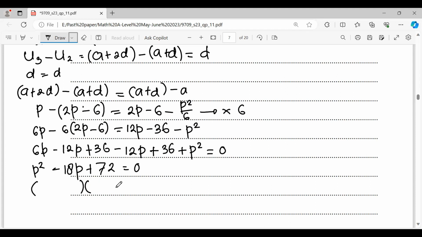Factorize. Times to 72, adding to negative 18. Okay, negative 12 and negative 6. Yeah, correct. So P equals 12 or P equals 6, right?